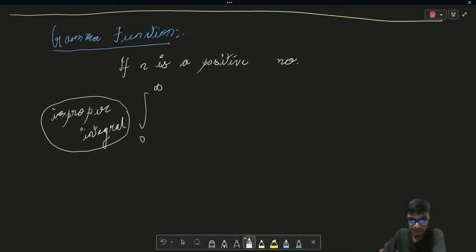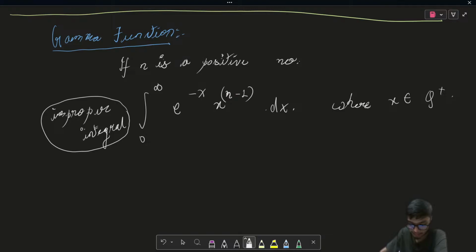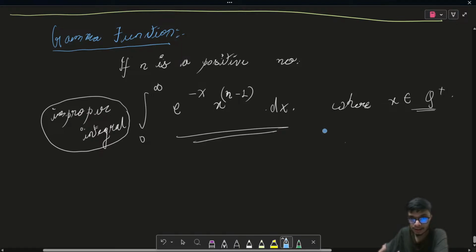So whenever we have this kind of integral going from 0 to infinity, e to the power minus x multiplied with x to the power n minus 1 dx, where n belongs to the positive rational numbers, then this particular thing is called the gamma function. The notation for this is the symbol gamma of n.